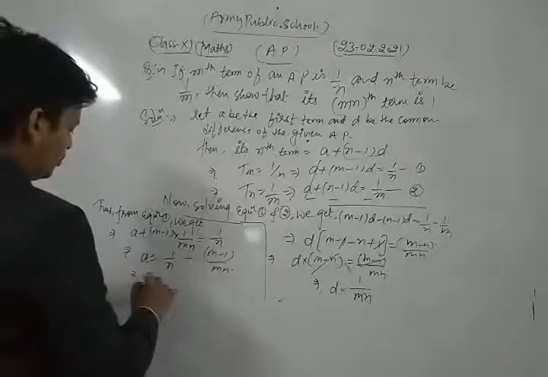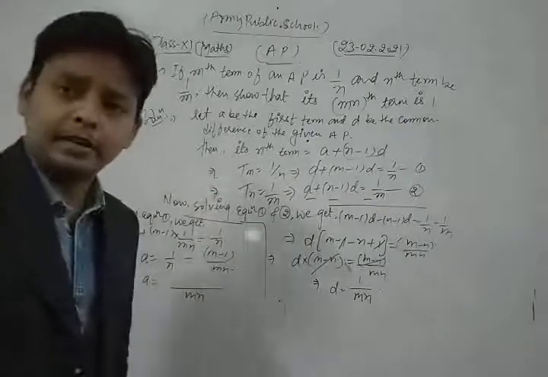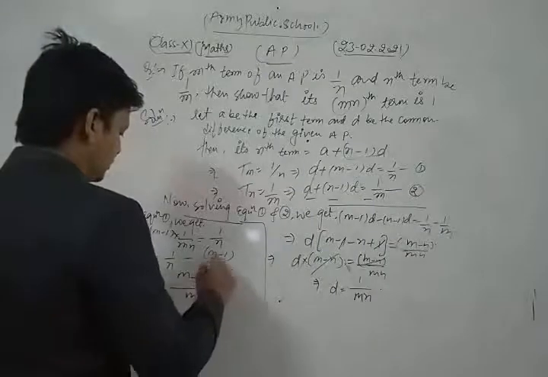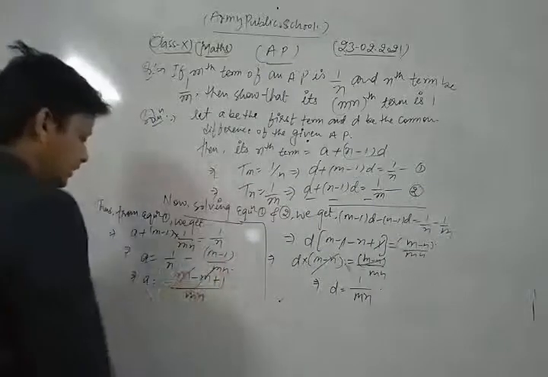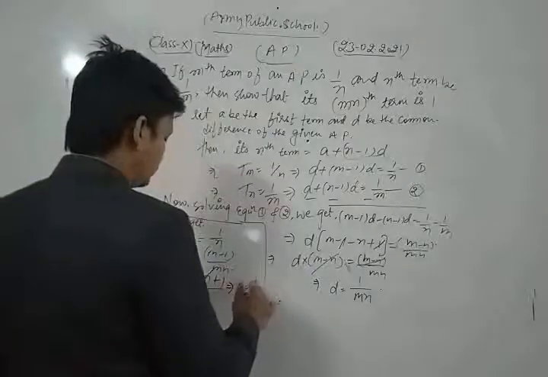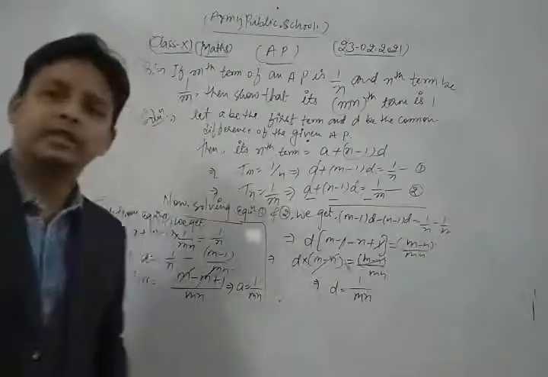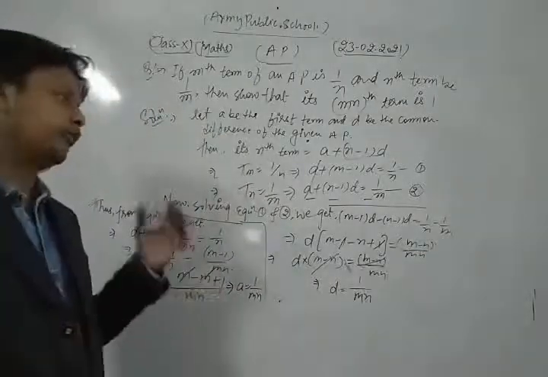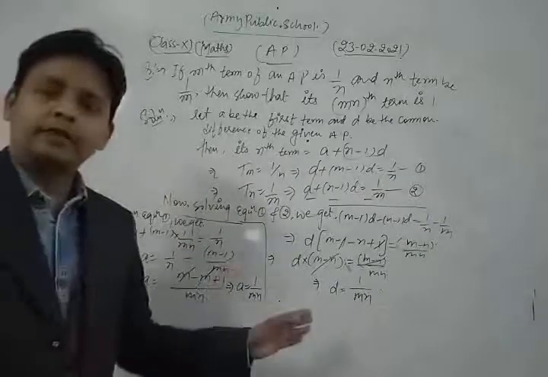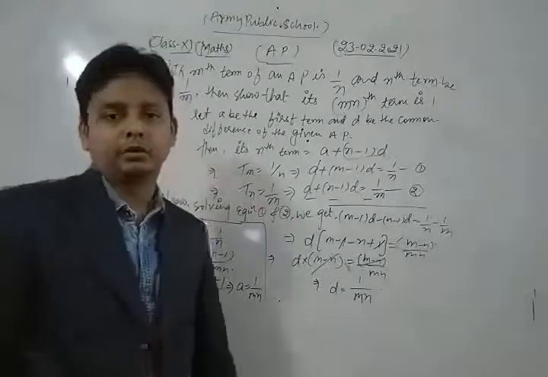Okay, so a is equal to, we take mn as LCM, so n cancels, we get m minus m plus 1, and n minus n cancel to each other, so the value of a is 1 upon mn. Thus, dear students, in this way we find the first term and the common difference of the given AP: 1 upon mn and 1 upon mn, both are the same.